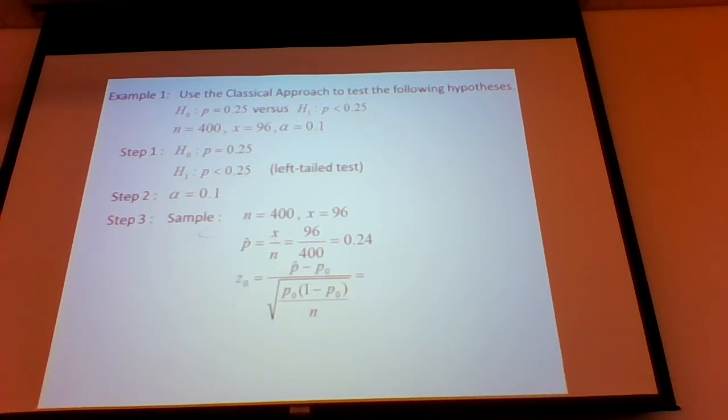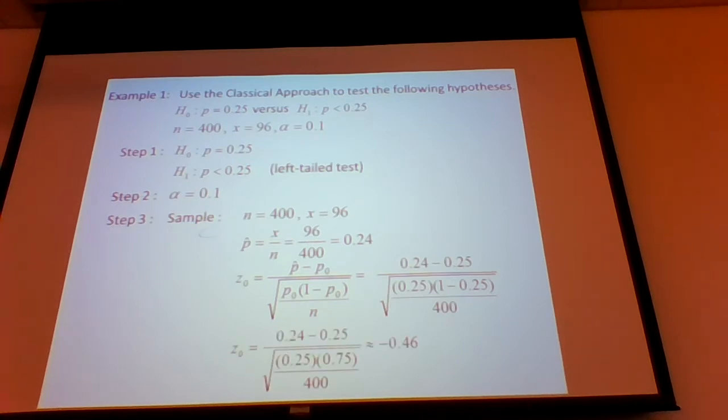And then what you do is you plug it into the Z formula, and you calculate that test statistic. And that's its value. It's negative 0.46. Remember, you round to 2 places. Is that right? You understand?